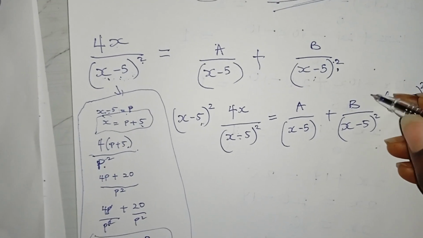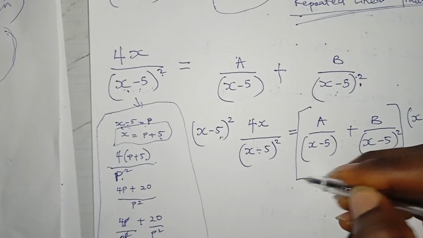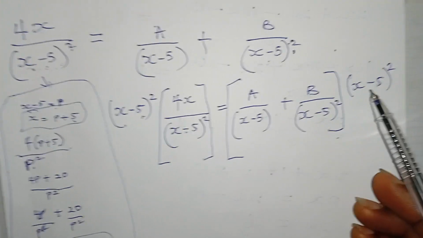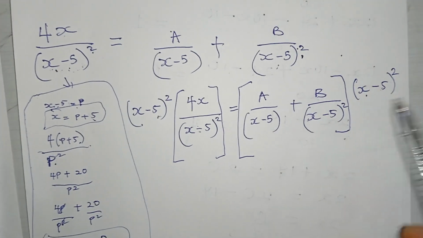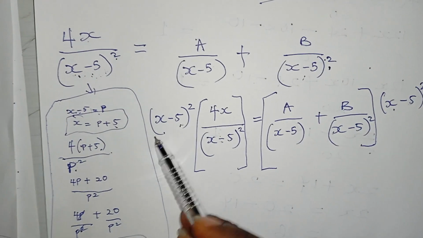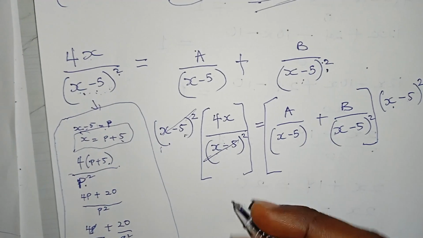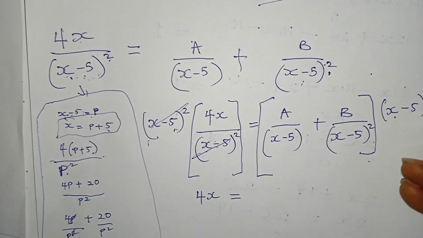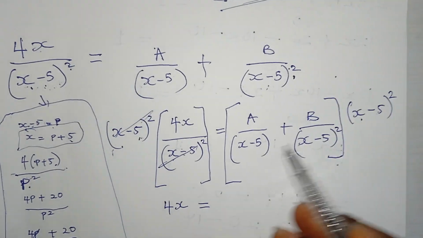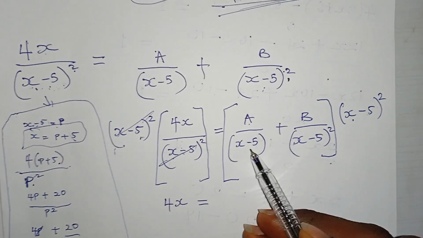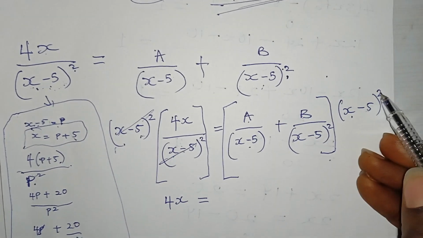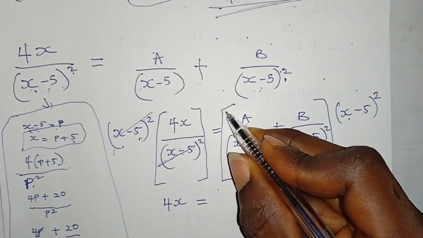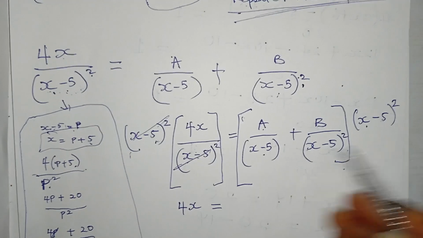So what this thing means is that everything here on the left hand side is getting multiplied by this, and everything on this side is getting multiplied by this, so that when you do it, you see that this will cancel this, so that you're left with 4x equals to, when this particular (x minus 5) raised to power 2 comes and multiplies a over (x minus 5). Remember that the left hand side's denominator is what is multiplying everything through.